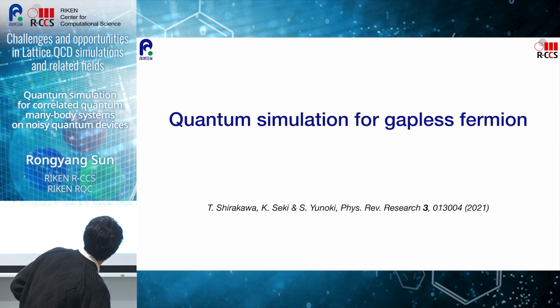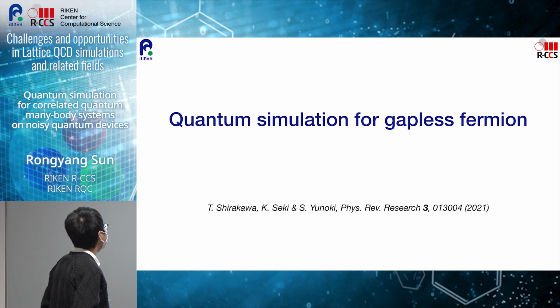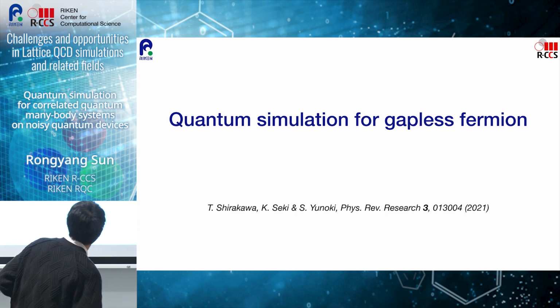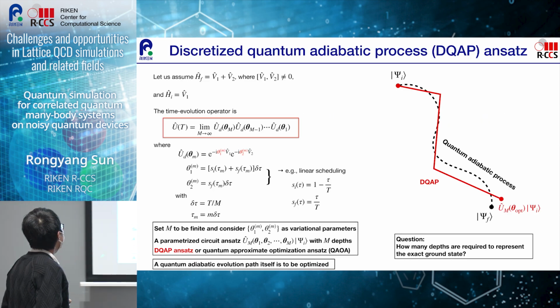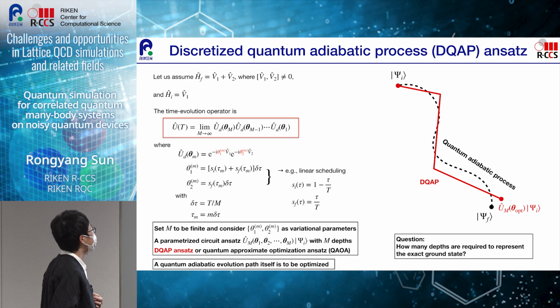And then I will show some examples from our group. The first example is using VQE to simulate gapless fermions. Although we know that we cannot achieve the quantum adiabatic process currently, we can borrow the idea of the quantum adiabatic process to design the ansatz.